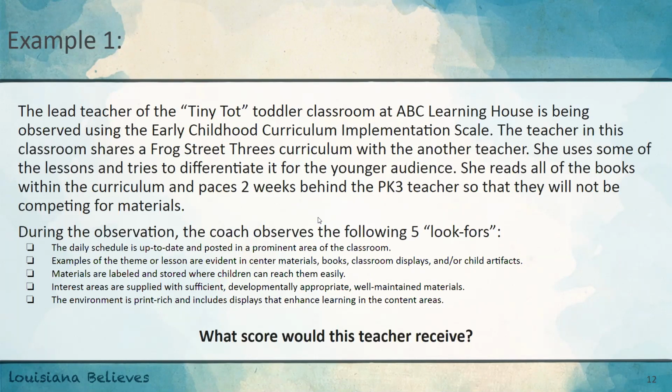During the observation, the coach observes the following 5 look-fors. There's a schedule, it's up to date and posted in the classroom. There are examples of theme and lesson, evident in the center materials, books, and classroom displays. Materials are labeled and stored. Interest areas are supplied with sufficient developmentally appropriate materials, and the environment is print-rich and includes displays that enhance learning. What score would this teacher receive? Go ahead and type your answer in the chat feature.